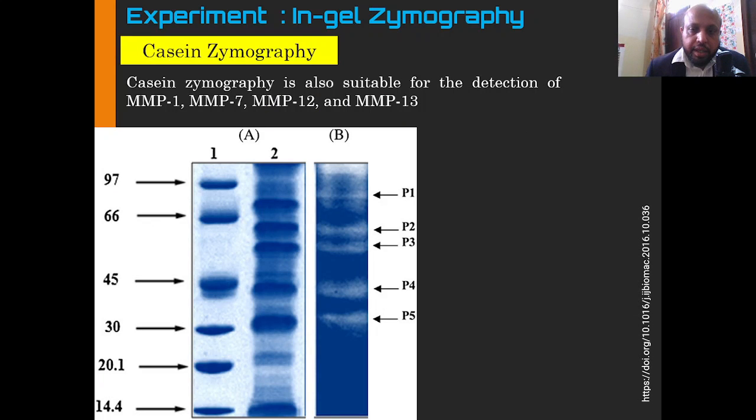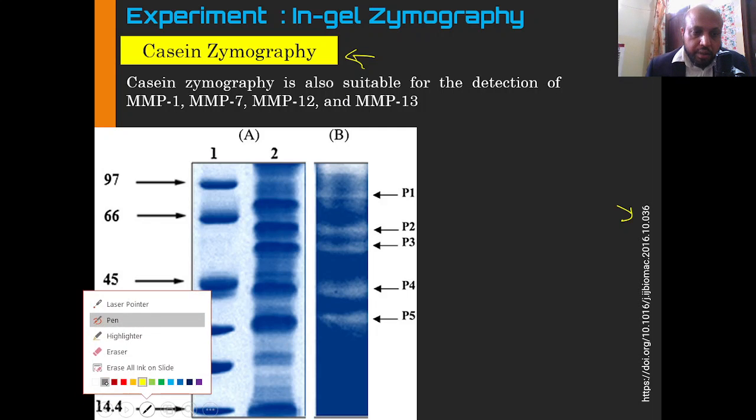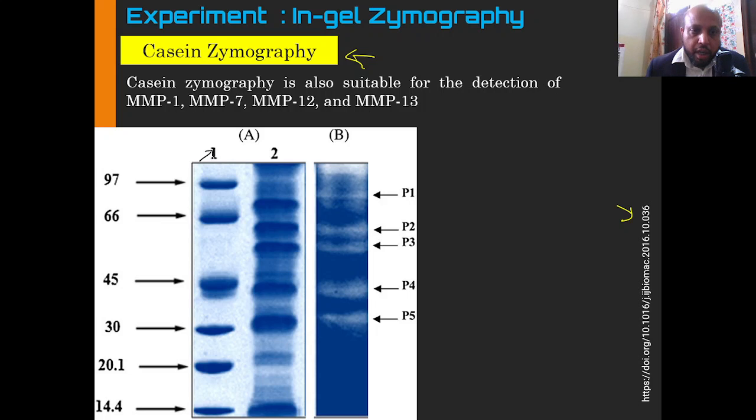The second one here is your casein zymography. This is also taken from a different paper. In this casein zymography, they have shown three lanes. This is your protein marker lane, this is your whole protein in a gel, and this is shown here. They also use matrix metalloproteases. Matrix metalloproteases are also actually involved in cell signaling and growth and development.